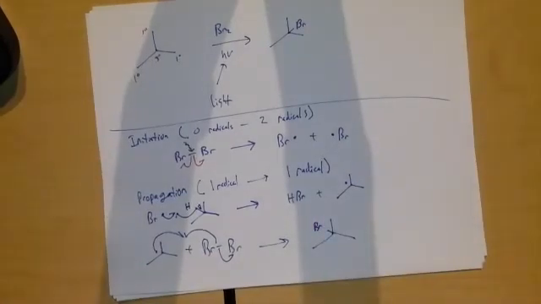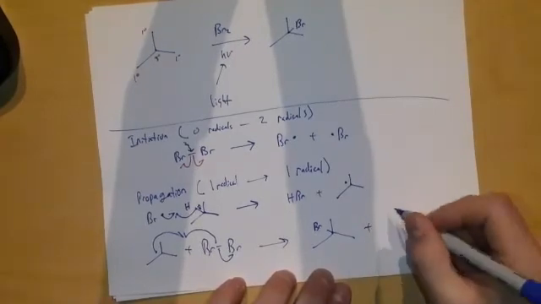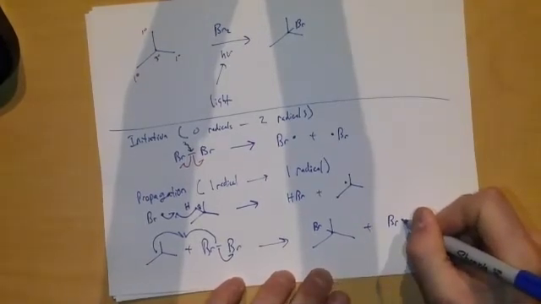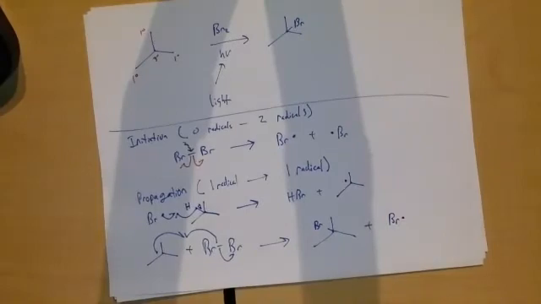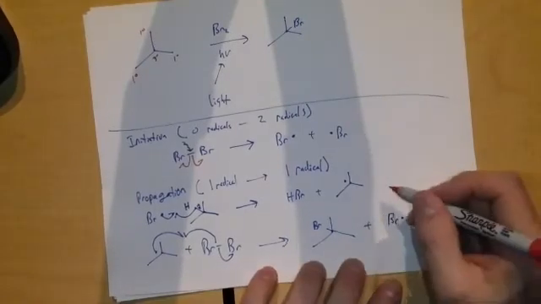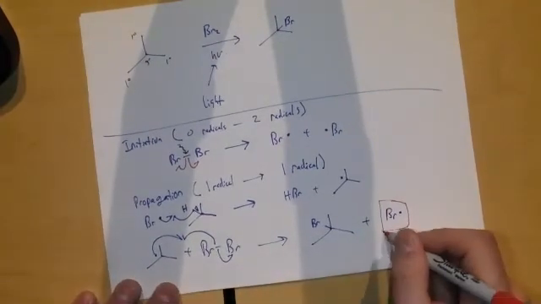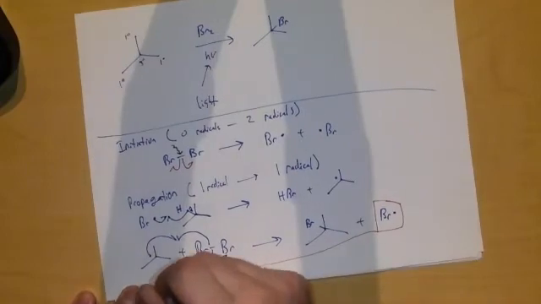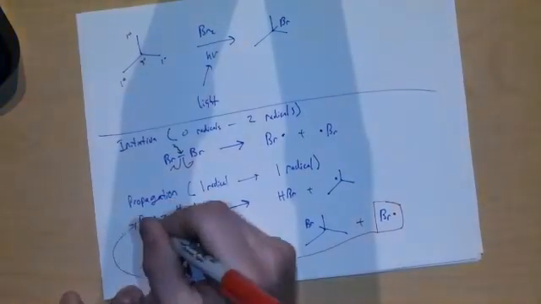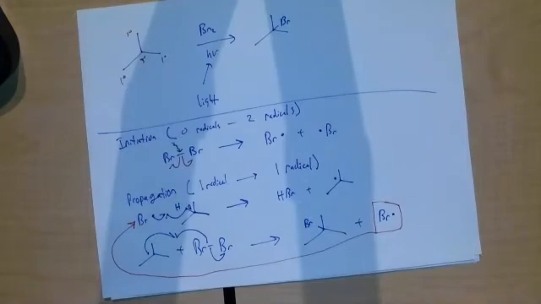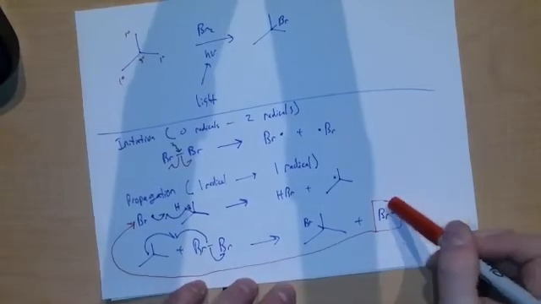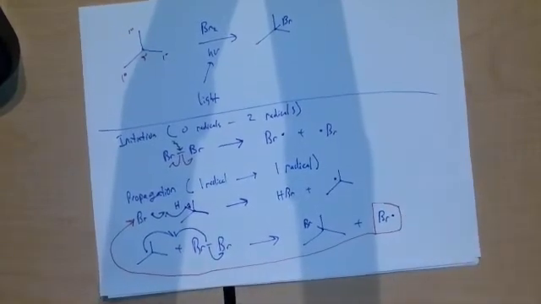Generate one equivalent of our final product plus BR radical here. And this is really important because we need to generate this BR radical so that this can go up, enter back into our system, and we can redo our cycle. So propagation is like a cyclic system. You want it to keep happening over and over again. So if you don't end up making your starting material, you can't do that.